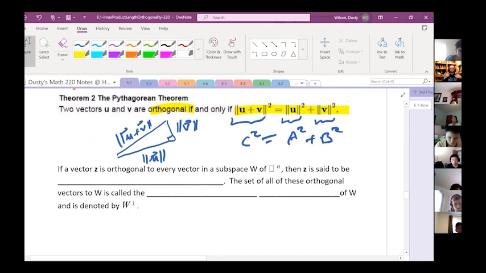All right, so remember where I said we're going. We're going towards this orthonormal basis. That's kind of where we're headed. So we've got the idea of normalizing a vector, turning them into unit vectors. And now here, we're starting to introduce this idea of orthogonality. It's starting to come into our lesson. So if a vector z is orthogonal to every vector in a subspace W of Rn, then z is said to be orthogonal to W.